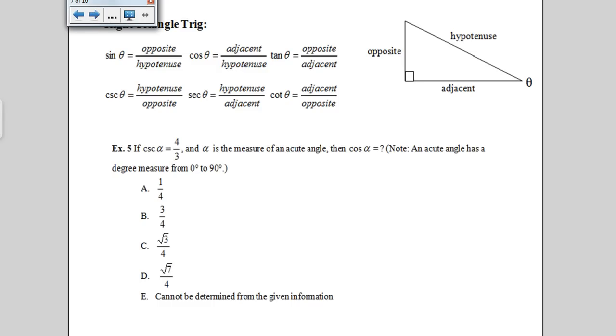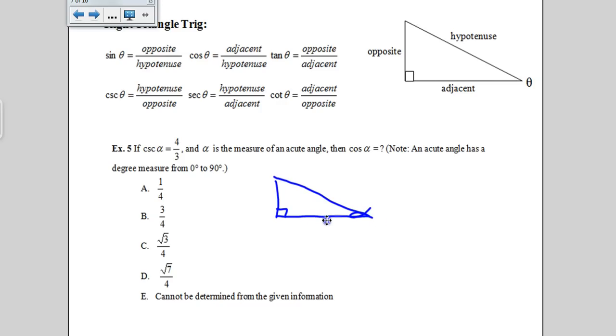Okay, example 5, the cosecant of alpha is 4 over 3, and alpha is an acute angle. What's the cosine of alpha? So I'm going to draw myself a little triangle. They just had to tell you that business about it being an acute angle, because if you knew a lot about trig, which most of us don't, you would realize that there could be more than one answer there.